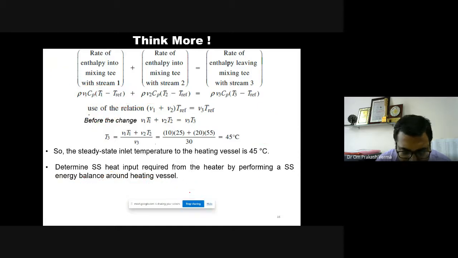No answer. Okay, so try to search for this answer. I will tell you in the next class. First, it is your task to search for the answer to this question. Why have we written T reference?